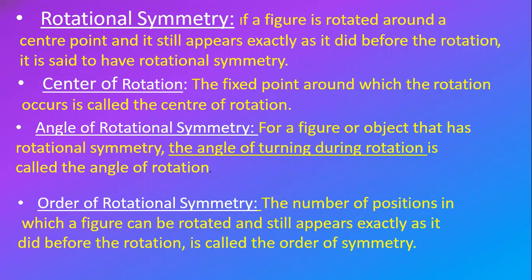Let us recollect a few terms that you have already learned in the previous part of this chapter. Rotational symmetry: if a figure is rotated around a center point and it still appears exactly as it did before the rotation, it is said to have rotational symmetry. The point around which the rotation occurs is called the center of rotation, and the angle of turning during rotation is the angle of rotation. The number of positions in which a figure can be rotated and still appears exactly as it did before the rotation is called the order of symmetry.